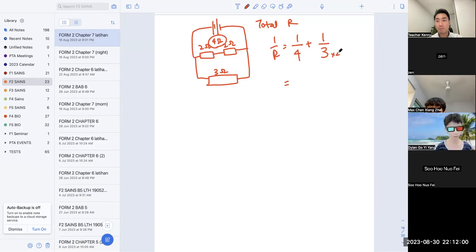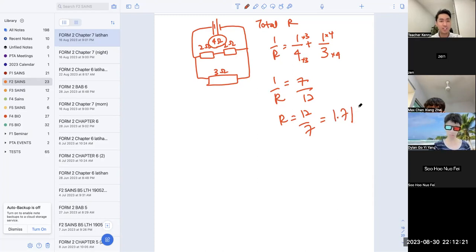So times 4, times 4, times 3, times 3. 3 plus 4, you get 7 over 12 is 1 over R. R is 12 over 7, which gives us 1.71. Zhenyi, congratulations. Genius are you. Okay. Understand or not?